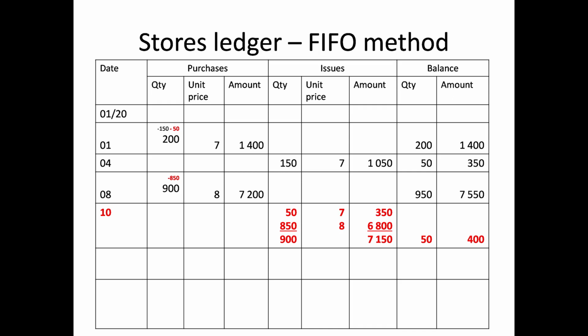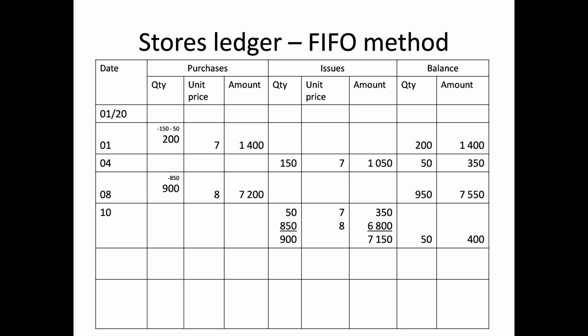Now you need to update the balance. Quantity you had 950 and then you issued 900. Now the quantity is 950 minus 900, it's 50 units. Amount you had 7550 and then you issued 7150. Now the balance amount is 7550 minus 7150, it's 400 rupees. Now go to the next transaction.